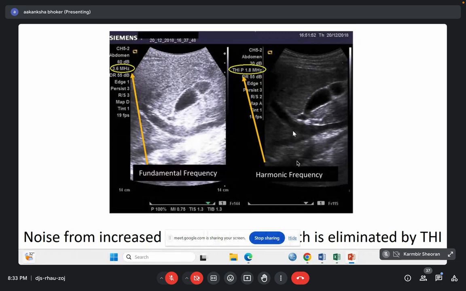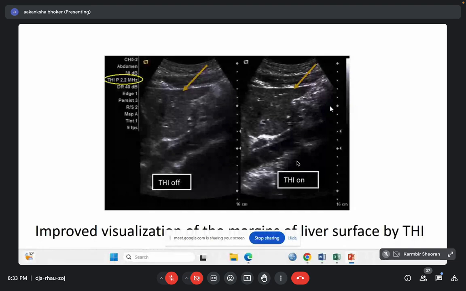At that time the image quality is improved. We can see all the details. These hepatic veins, this gallbladder are seen much better. So this is the tissue harmonic imaging. Again, see, when THI is off, we cannot appreciate the margin of liver well, but by turning the THI on, the details are very nicely seen.